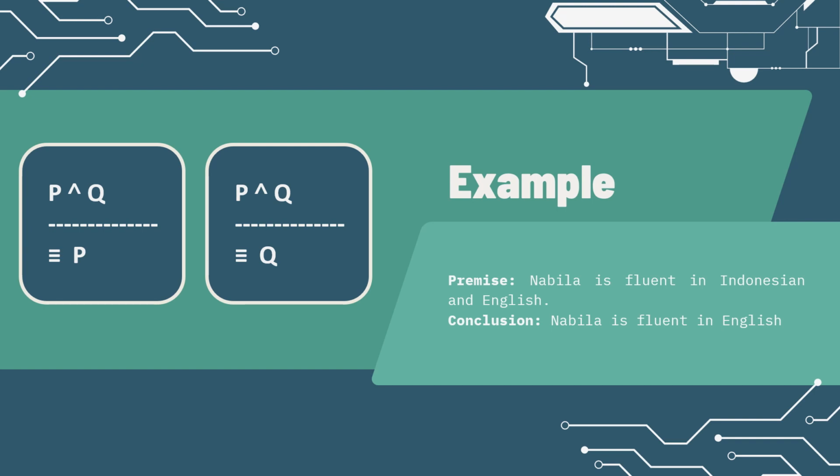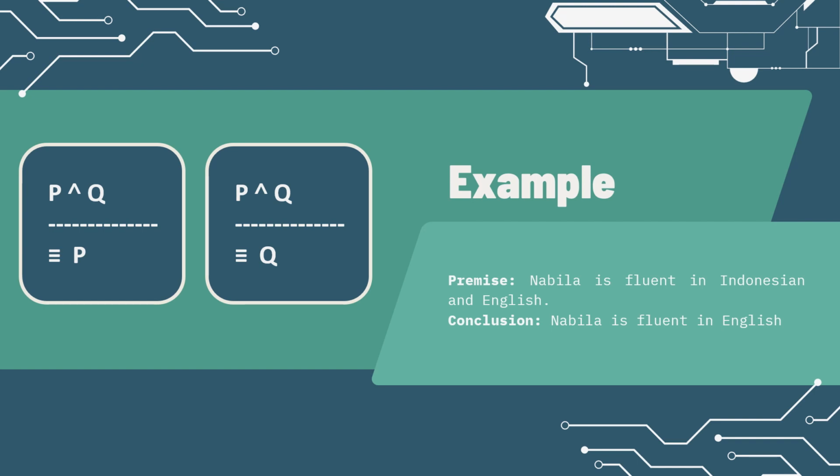For example, NABILA is fluent in Indonesian and English. The premise is a conjunction because it connects two propositions: NABILA is fluent in Indonesian, and NABILA is fluent in English, using the word and. Using conjunction simplification, we can infer the following conclusion: NABILA is fluent in English. This conclusion is valid because we know that the premise is true and the premise implies that NABILA is fluent in English.